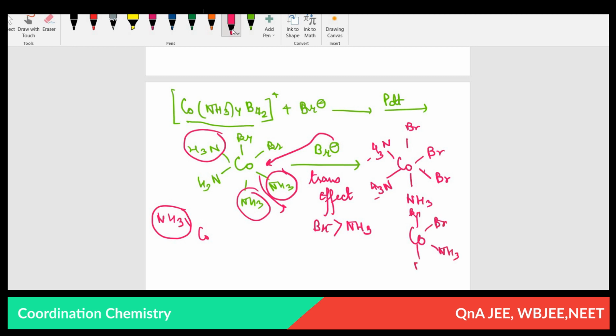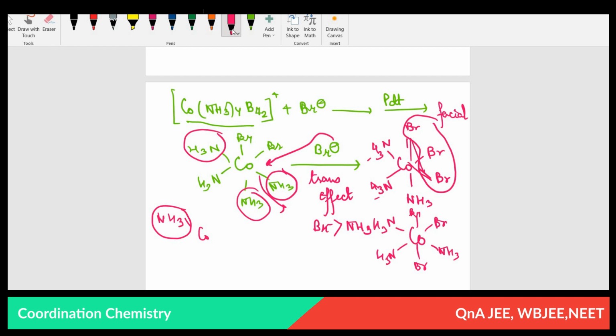NH3, bromine, H3N and H3, right? So when three bromine are on the same side, that is, they occupy the same face of a triangle, that is called facial isomer, facial.